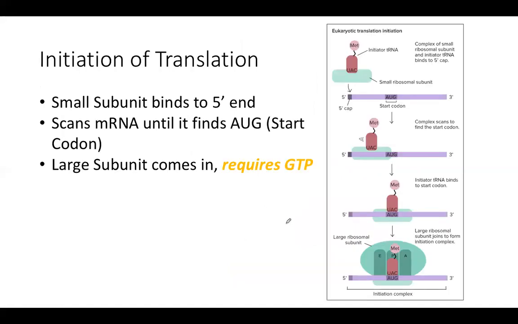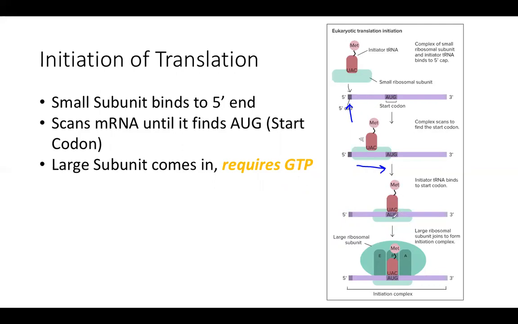Okay, the 3 steps of translation. First one is initiation. So let's look here. You have your small ribosomal subunit, right? It binds to the 5' end over here. Then it's going to slowly scan the mRNA. So as it reaches here, it's going to slowly go down towards the 3' direction to find the start codon, or to find AUG.